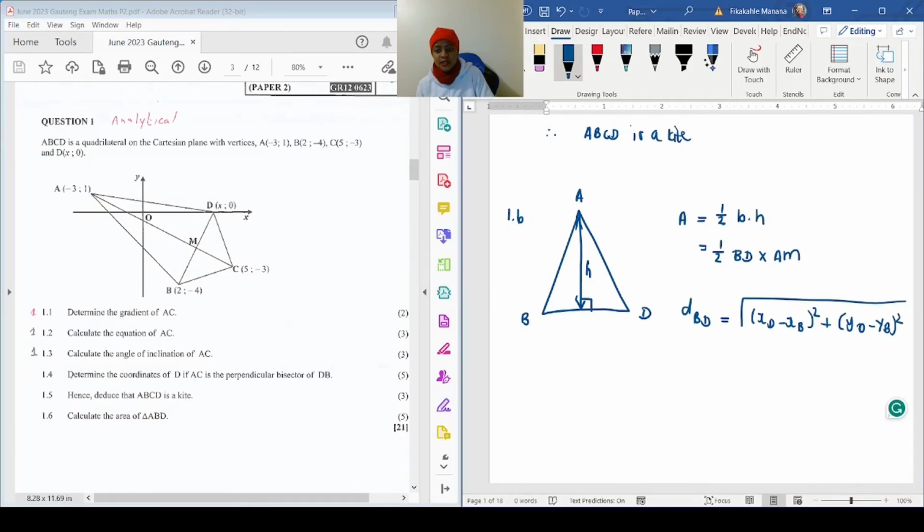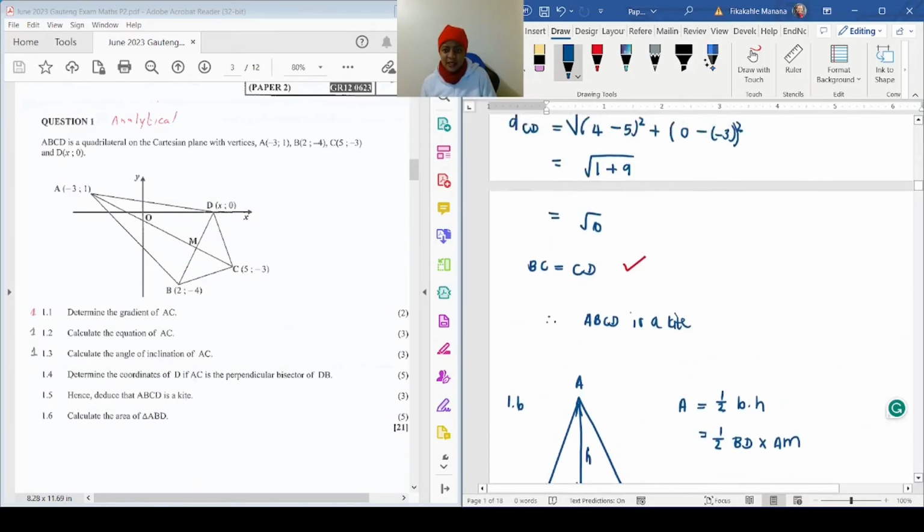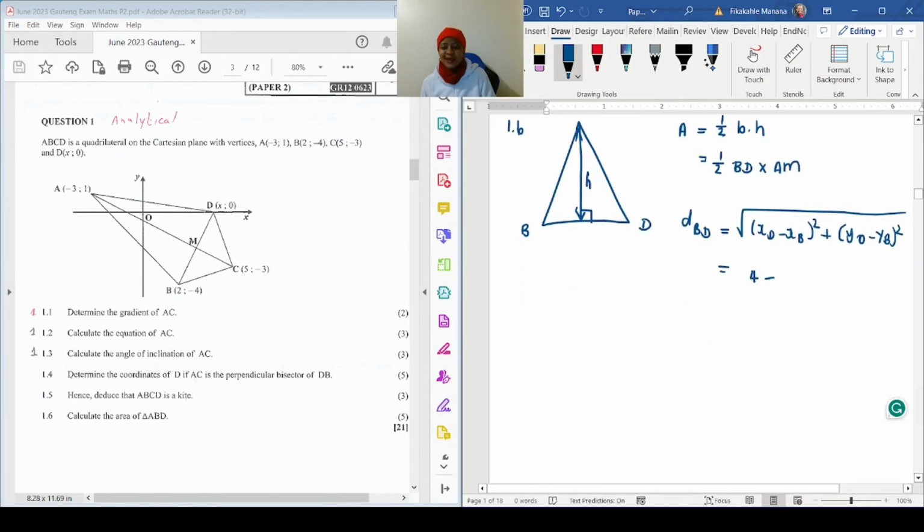And it's all under a square root. So x-coordinate of D is 4. And that of, wait, didn't I calculate this? No, it was CD. Okay, B. So that's 2. And then YD, that's 0. YB, it's -4. So it's going to turn into a positive.